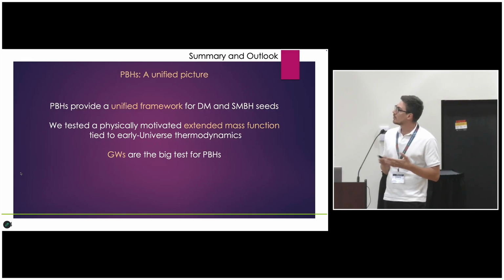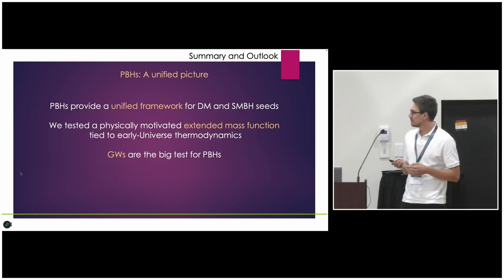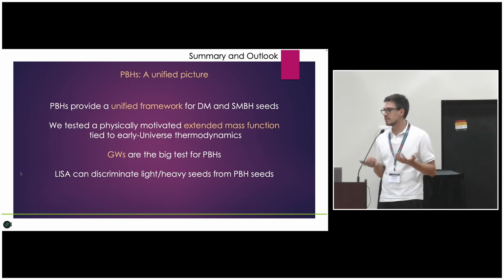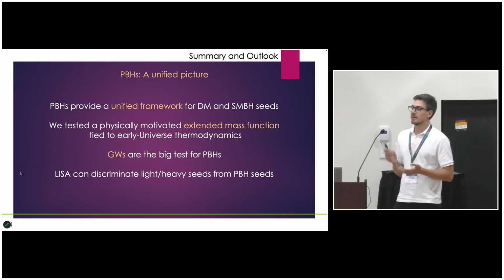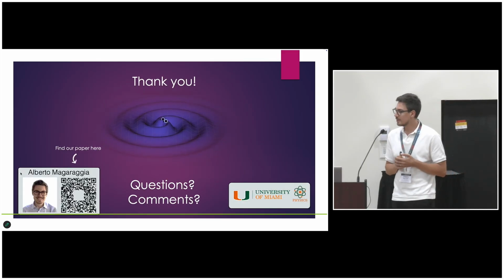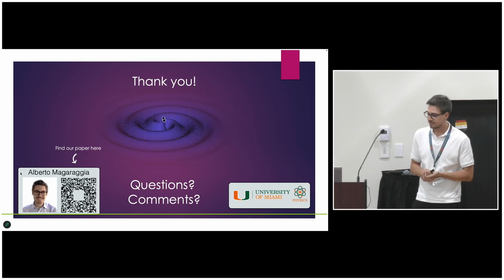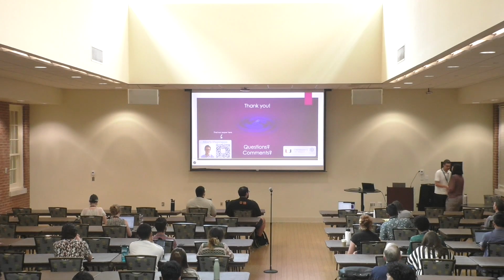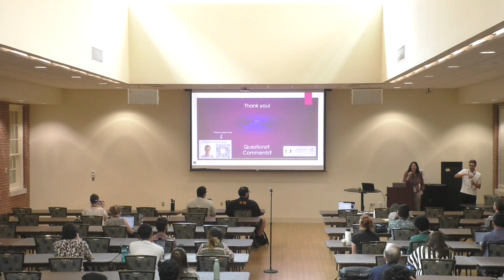We know that gravitational waves are the big test for primordial black holes. LISA can discriminate the light and heavy seeds from the primordial black hole seeds, and possibly in 10 years, maybe 15, we can actually have a clear answer on what seeds the supermassive black holes and also dark matter. Thank you. Thank you very much. Questions?